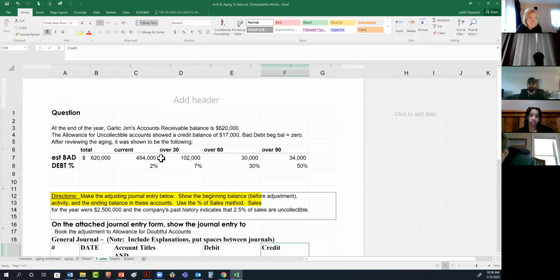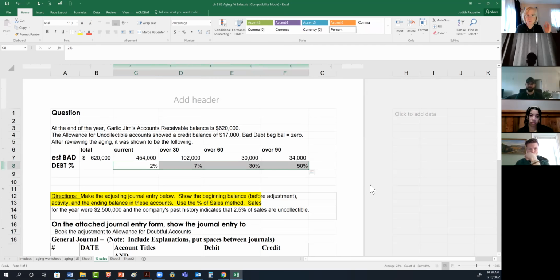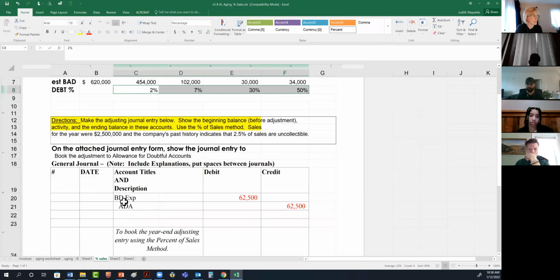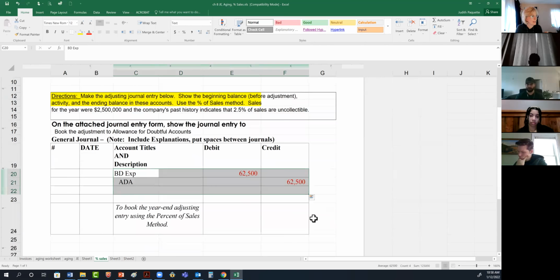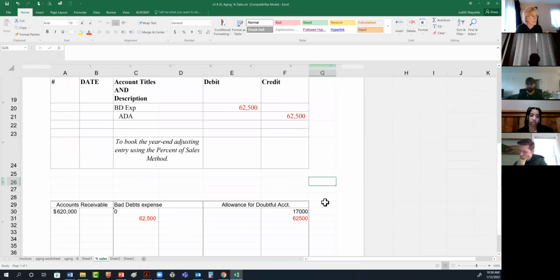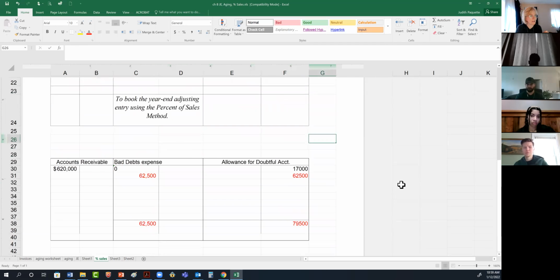You do not have to do the aging whatsoever. It's there kind of as a distraction. You do have to do the aging because you want to see how old your accounts receivable is, but for the estimate, you don't need it. And so we don't need these percents. We don't need any of that because we're using the percent of sales method. Okay, so here's our journal entry for estimating bad debts. Be sure to write this in, and then here's how it looks down here.